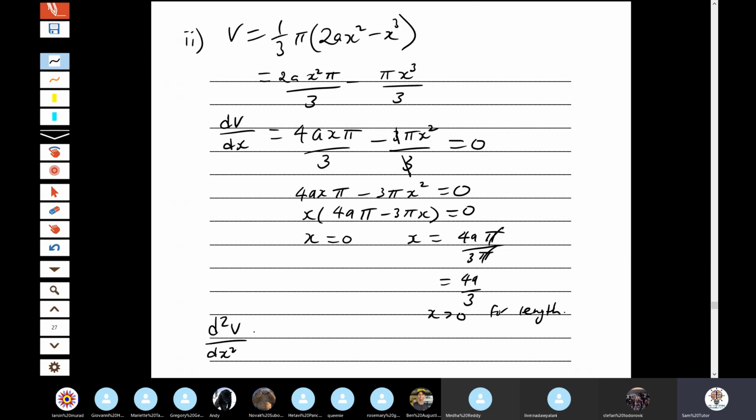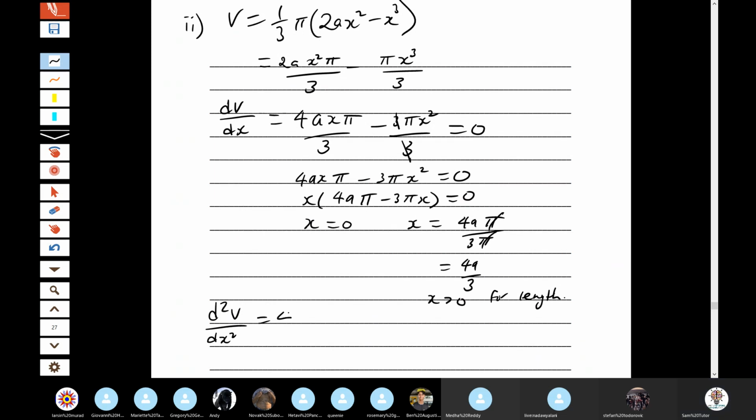What are we going to do with nature? Second derivative or first derivative? I think second derivative is okay. So second derivative looks like this. 4a pi on 3, because you get rid of the x. 4a pi on 3. And then you're just going to get negative 2 pi x. Oh, that's why they want to say if it's a maximum, because obviously we're dealing with letters.